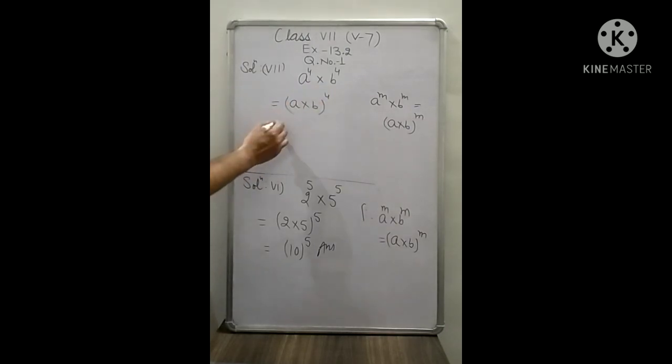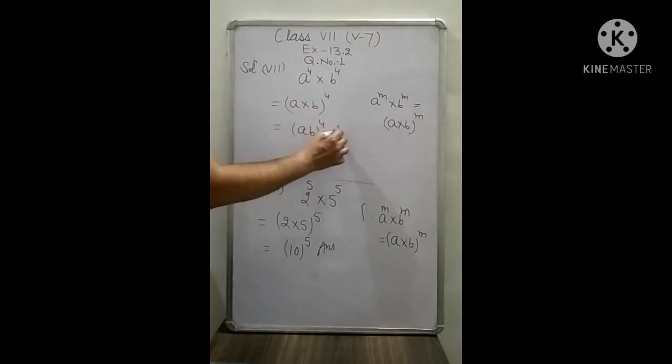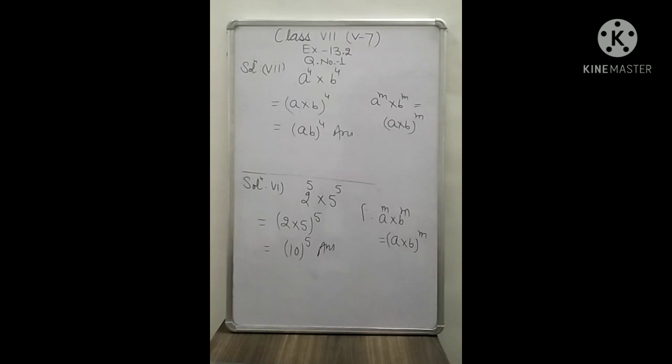So a multiply b will remain the same, that is ab, and whole raised to the power 4. So this will be our answer.